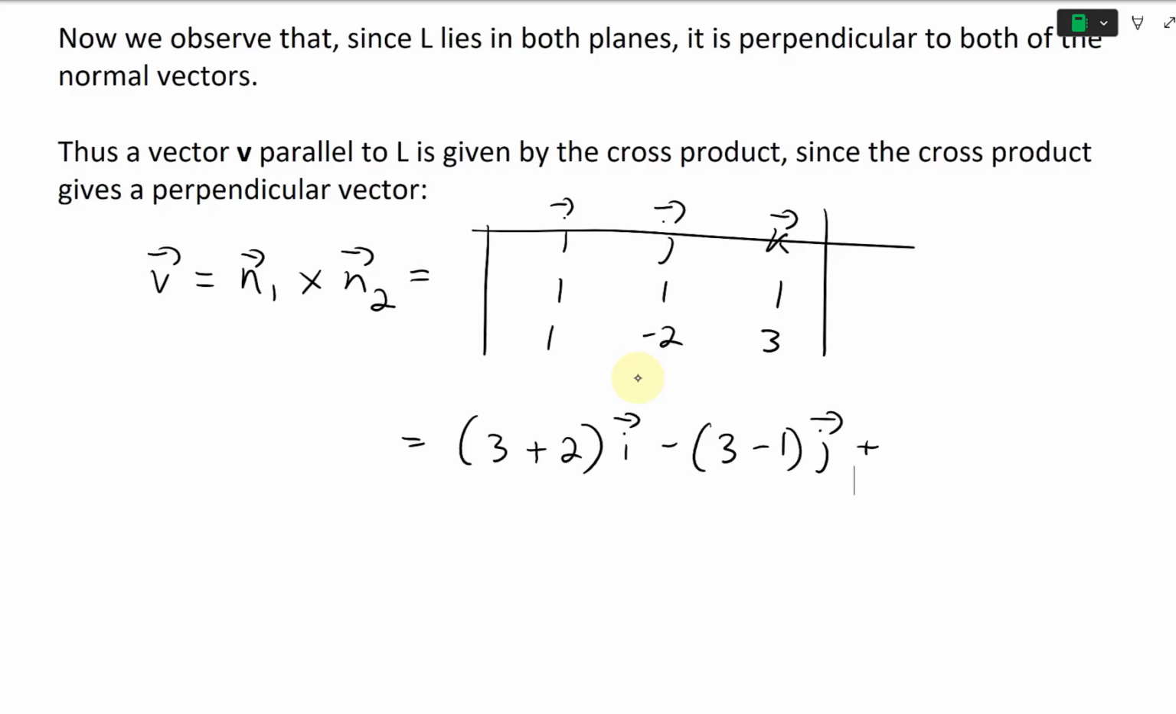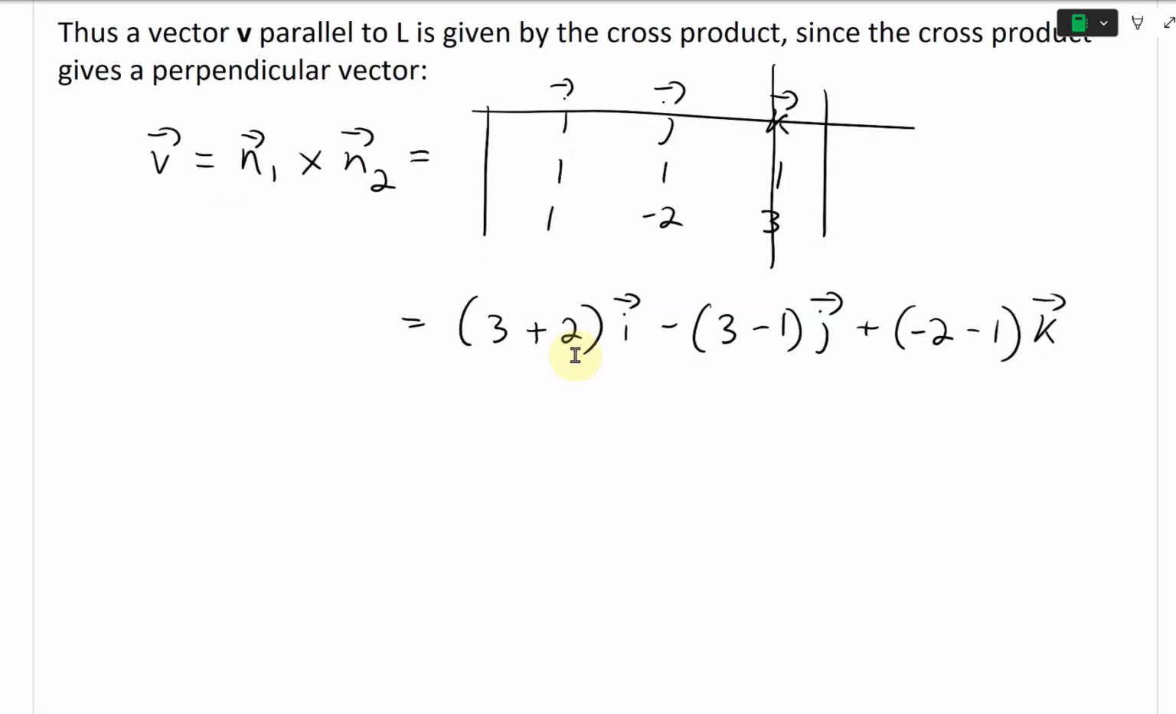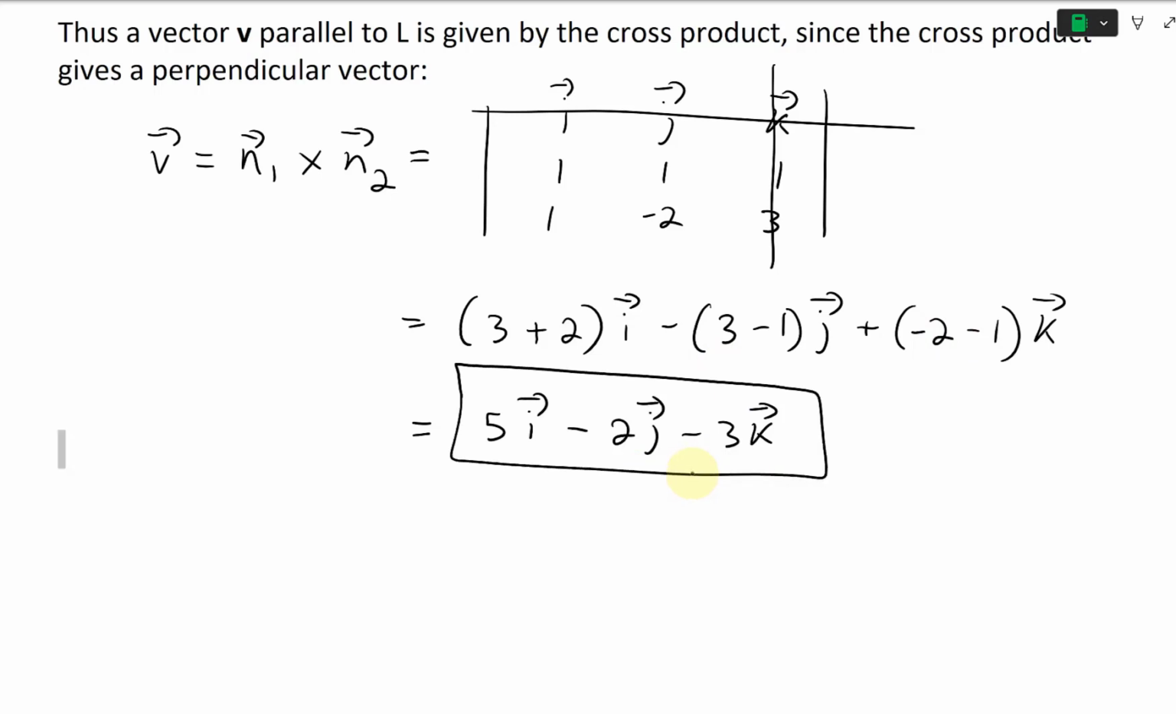And then next one is going to be plus k. So cross this one. 1 times negative 2 is negative 2, minus 1 times 1. And then just simplify it. So 3 plus 2 is 5. And then minus 3 minus 1 is 2. And then this one is going to be plus negative 2 minus 1. That's going to be negative 3, so minus 3. And that is what we got: 5, negative 2, negative 3. Let's circle this. This is going to be our v vector.